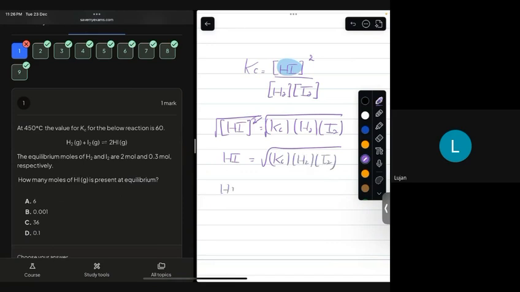So what are we going to get here? What is the value of Kc? It's 60. What's the value of hydrogen? It's 2. And what's the value for the iodine? It's 0.3. So if you just solve it and take the square root, what would be the answer? 6. Yes, the answer is 6.